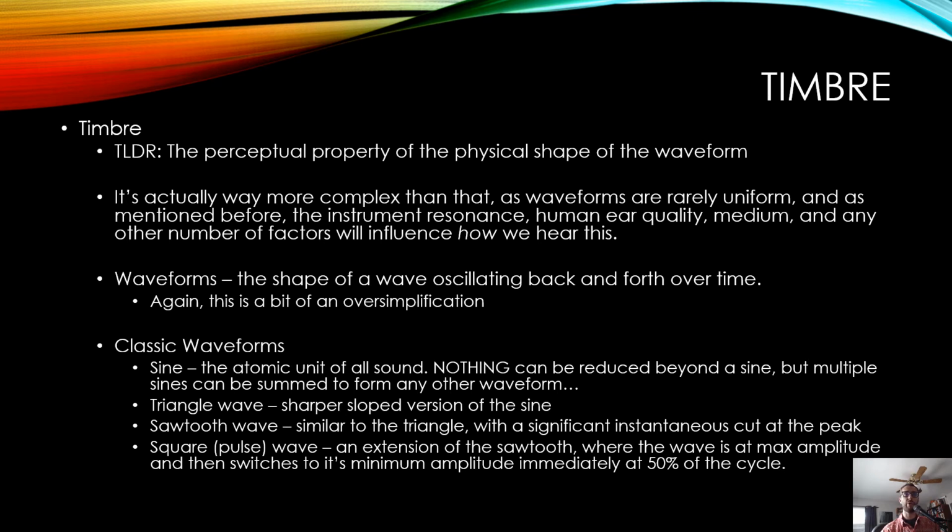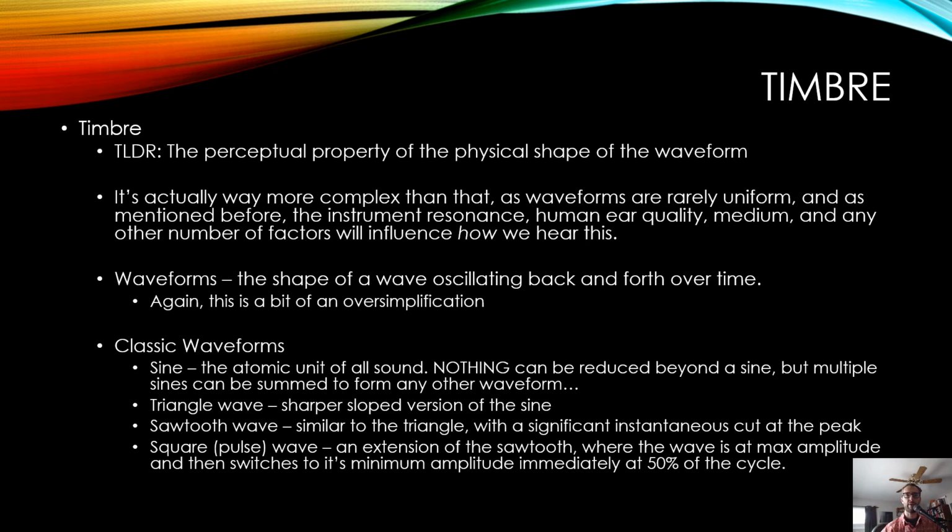Next is the triangle wave, which is a sharper, sloped version of the sine. The sawtooth wave, which is similar to the triangle, but it has a significant instantaneous cut when it reaches its peak. So it'll either ramp up or ramp down, and then immediately jump to the next value. Then you have the square or the pulse wave, which is an extension of the sawtooth in that it's jumping between a max and a minimum value. But with the square wave, where the wave is at max amplitude and then it switches to the minimum amplitude immediately, you're going to hear either full on or full off.